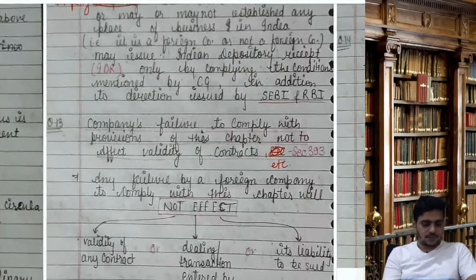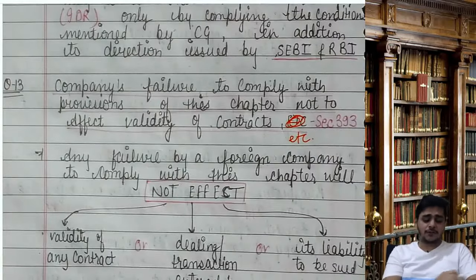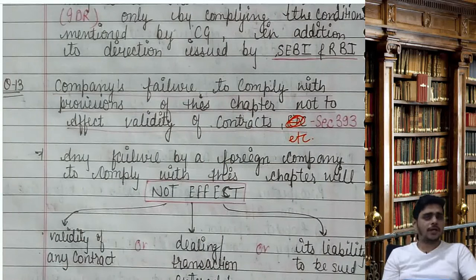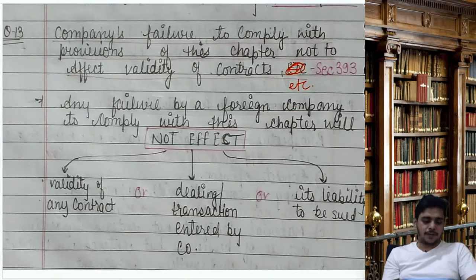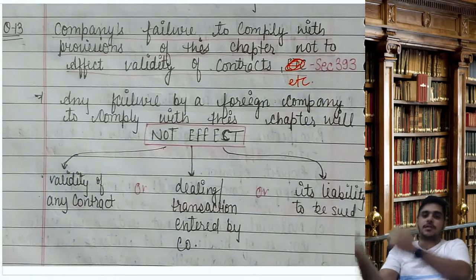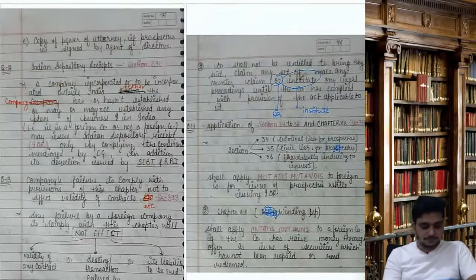Now, section 393. It says the company's failure to comply with the provisions of this chapter does not affect the validity of contracts. If the company has contravened the provisions, whatever contracts they have made will be valid. Any failure by a foreign company to comply with this chapter will not affect the validity of a contract, dealing or transaction entered into by the company, or its liability to be sued. They can't sue, but somebody else can sue. Section number is 393.